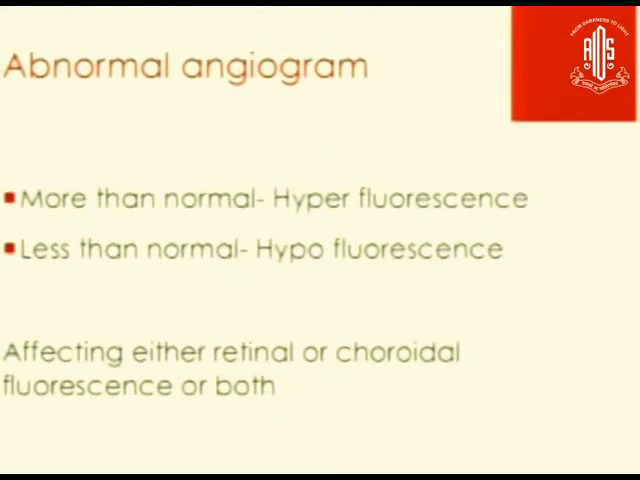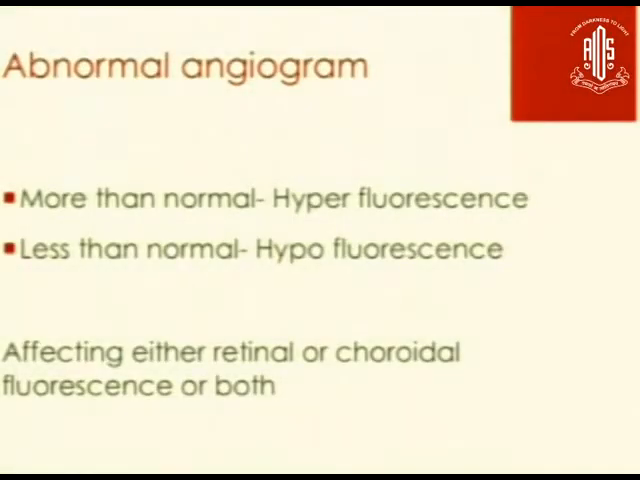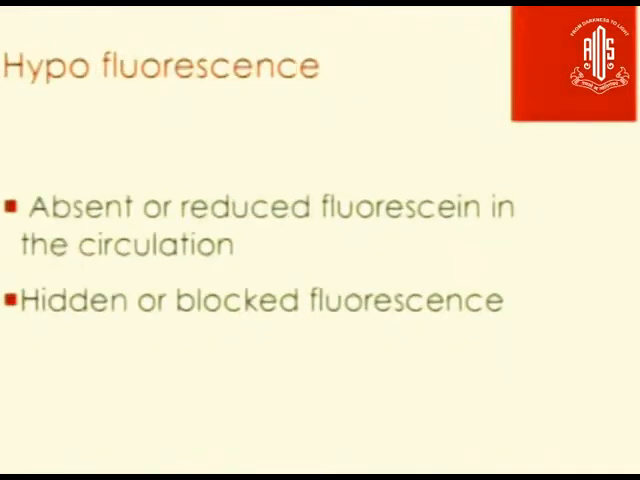Let's come to abnormal angiogram. As I said, two important terms we use to describe an angiogram, hyper and hypo. Hyper in relation to what, and hypo in relation to what? Hyper and hypo are in relation to what is normal. So you should know what is normal before you know what is abnormal. Okay? And this hyper and hypofluorescence can affect both retinal, choroidal fluorescence or both.